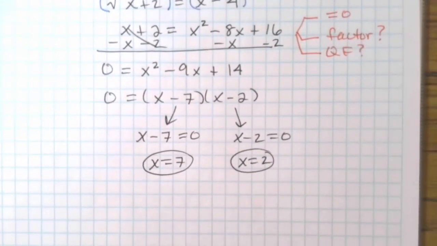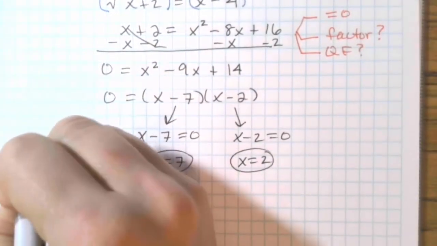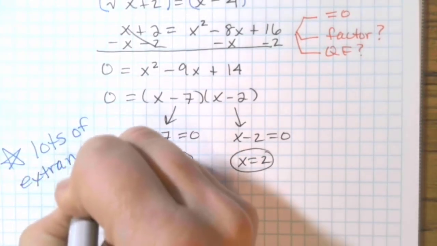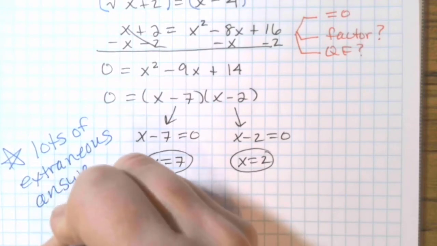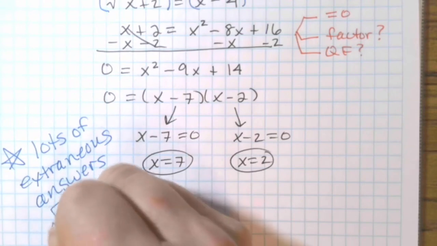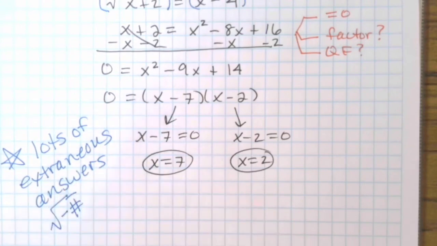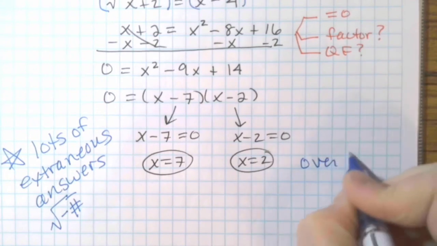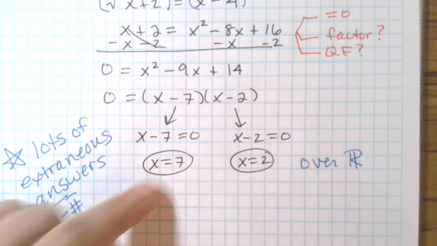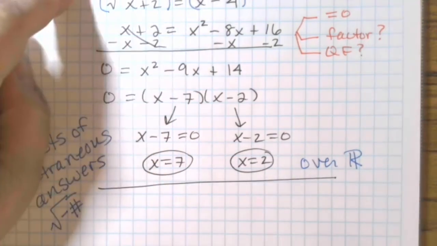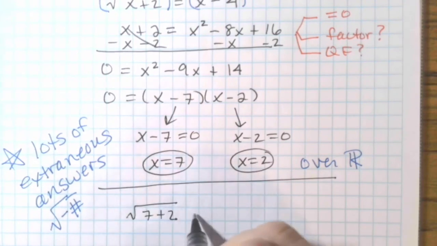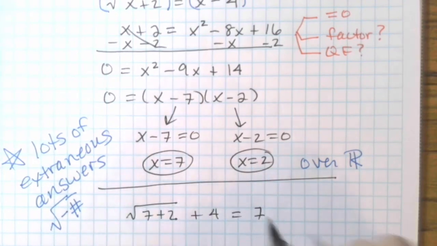Radicals create a whole lot of extraneous, so lots of extraneous answers. And these extraneous answers will create negatives under the radical. And remember, we're doing this over the reals. So complex numbers are not an option. So I'm going to actually take the 7 and I'm going to substitute it into the original and make sure it works. So I have radical 7 plus 2 plus 4 equals 7.